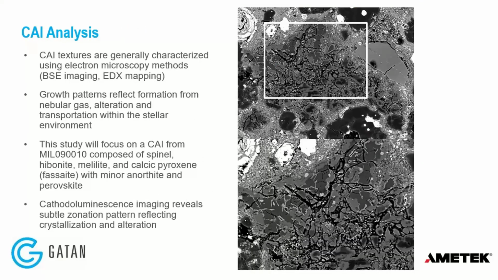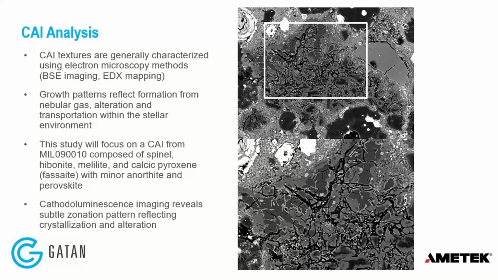Typically, CAI textures are characterized using backscatter electron imaging and energy-dispersive spectrometry chemical maps. Their growth patterns reflect their formation in the early solar system and then subsequent alteration and transportation through the stellar environment. We're going to focus on this CAI, this calcium aluminum inclusion from MIL 090010, a CO3 carbonaceous chondrite, and it's composed of spinel, hibonite, melilite, and calcipyroxene with minor anorthite and perovskite.